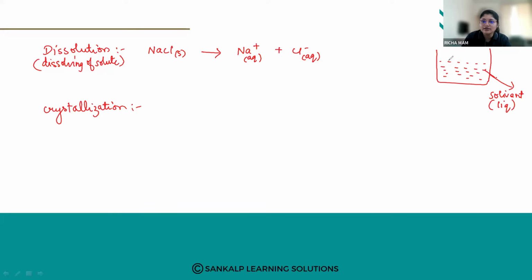And these are the solute particles. These solute particles are your NaCl, that is your solute, which is solid. So what is happening here? Solute is getting dissolved in the solvent. When you add NaCl in water, NaCl will get dissociated into Na plus and Cl minus ions, aqueous ions. This is called dissolution. So this we have understood.